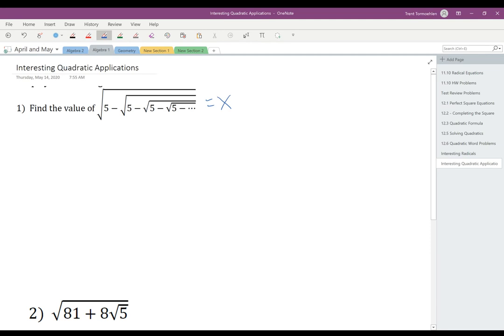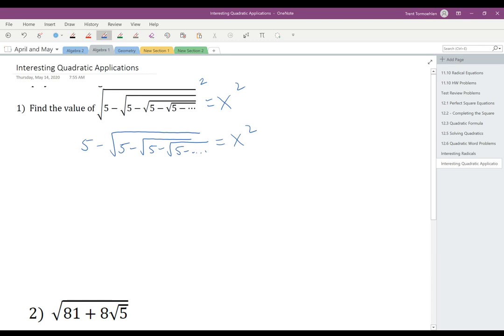And then it's now an equation involving a radical. And so a logical thing to do is to square both sides. And when we square both sides, we get 5 minus, and then we still have an infinite radical inside our square roots there. Just one of those came outside.